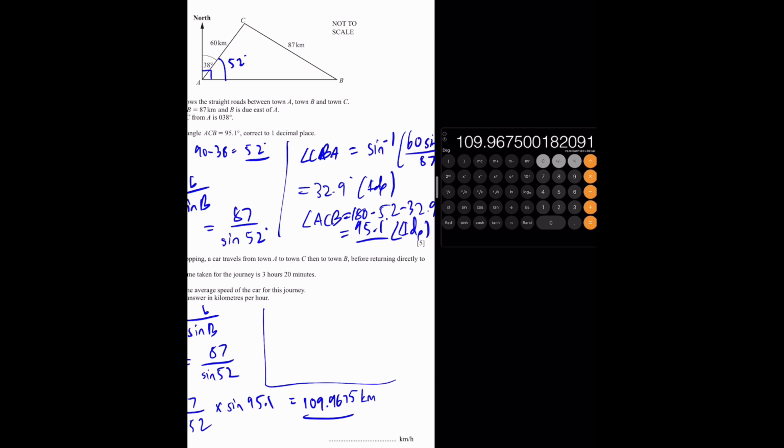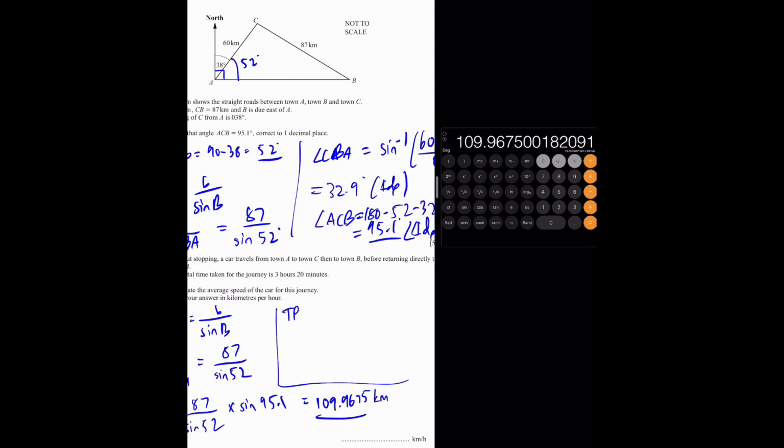So the total distance, let's call it TD, is equal to 60 plus 87 plus 109.9675, which is 256.9675, and this is in kilometers. Of course, 3 hours 20 minutes, let's convert to hours. That's 1 by 3 hours, which is equal to 10 by 3 hours.